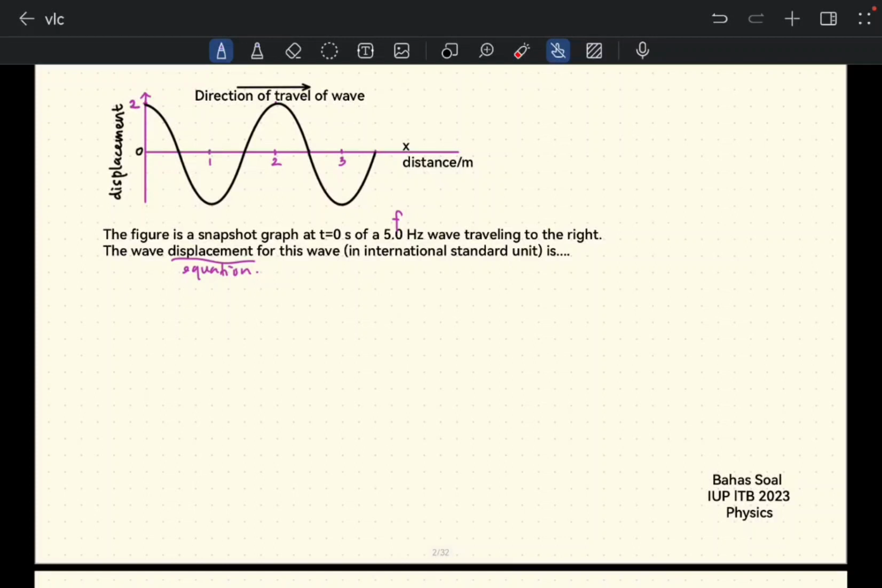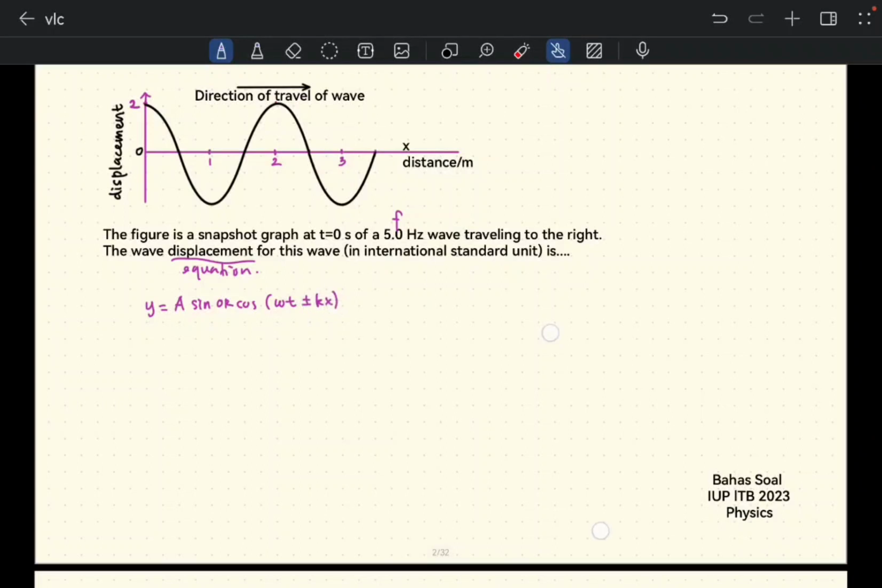Here we have the diagram of waves traveling on the x-axis. The figure is a snapshot graph at t equals 0 seconds of a 5.0 Hz wave traveling to the right. The wave displacement for this wave in International Standard Units is? We have the general equation of waves, which is y equals A, we can use sin or cos, of omega t plus or minus kx.